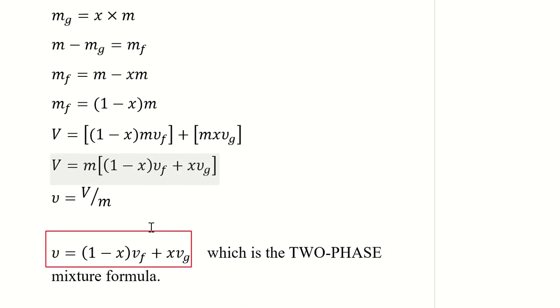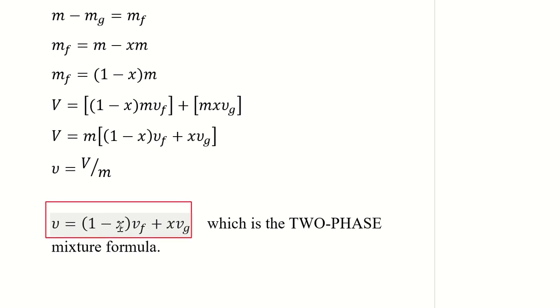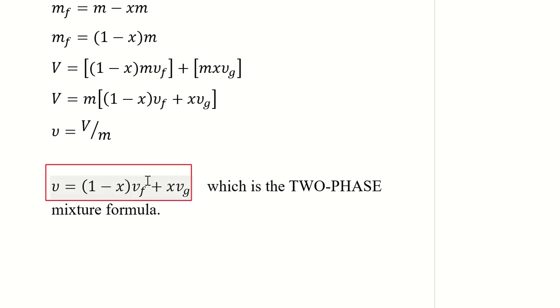But we are not finished yet. We know that specific volume is equal to total volume divided by m. So once we divide by m here and here, we are going to get specific volume, which is equal to 1 minus x times the specific volume of the liquid phase plus the quality x times the specific volume of the vapor phase. And this here is the two-phase mixture formula.